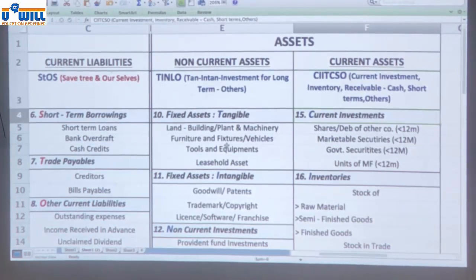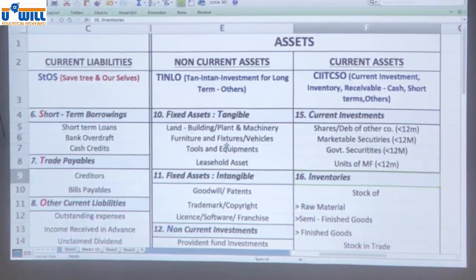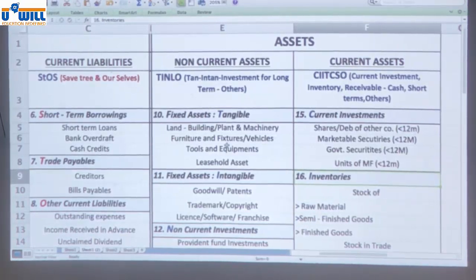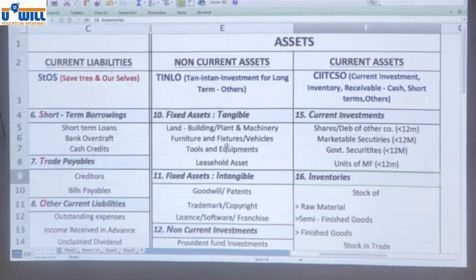Okay, your choice. Inside it, first is current investment: investment for less than 12 months, shares, debentures, marketable securities, government securities, units of mutual funds. All of this comes from long-term investment here too, but because they are for a shorter period of time, it forms part of our current investment. Now inventories. What are inventories? Items traded or manufactured with an intention to earn profit.